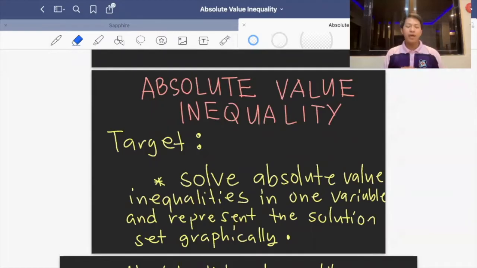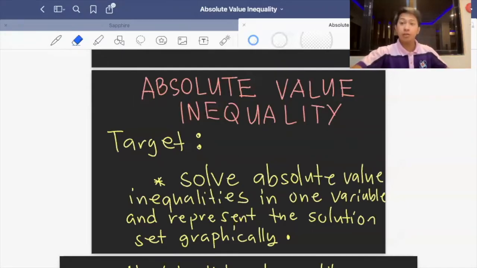Well, the absolute value equation and absolute value inequality look very similar. However, absolute value equations have equal signs and absolute value inequalities have inequality signs. So, of course, any value that makes an inequality true is called a solution.